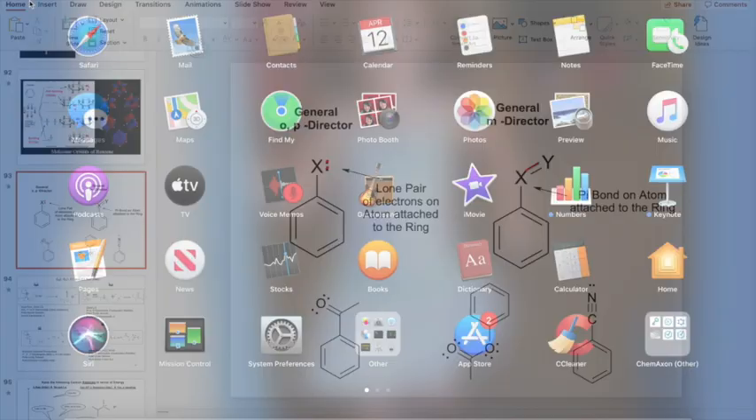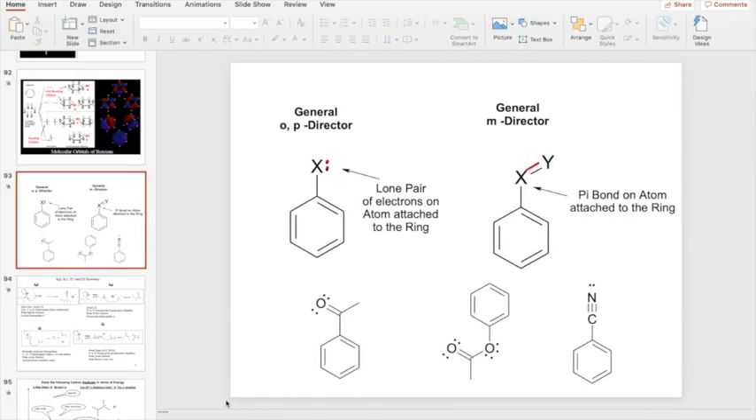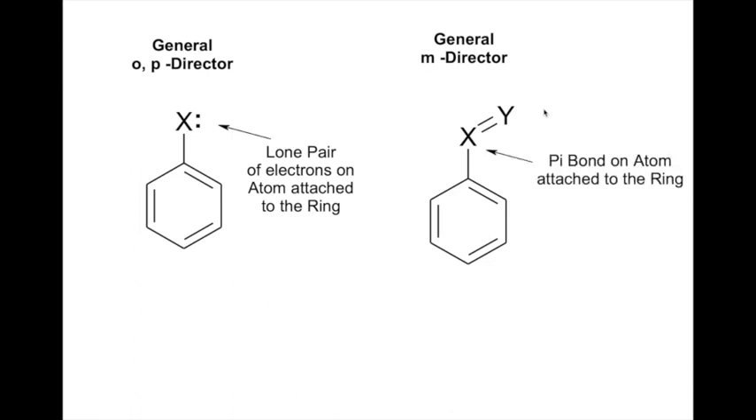Let me get back to my outcomes, but oh, before I do that, let's go back to this one. It's a nice thing to notice: general ortho-para directors usually have a lone pair. The alkyls don't, but most of them have a lone pair right there. When you see that lone pair, you think it's going to be an ortho-para director. If you see no lone pair and a pi bond coming off, that usually means it's going to be a meta director. So focus in on that lone pair, and then on the pi bonds. If you get used to seeing those, it's easy.